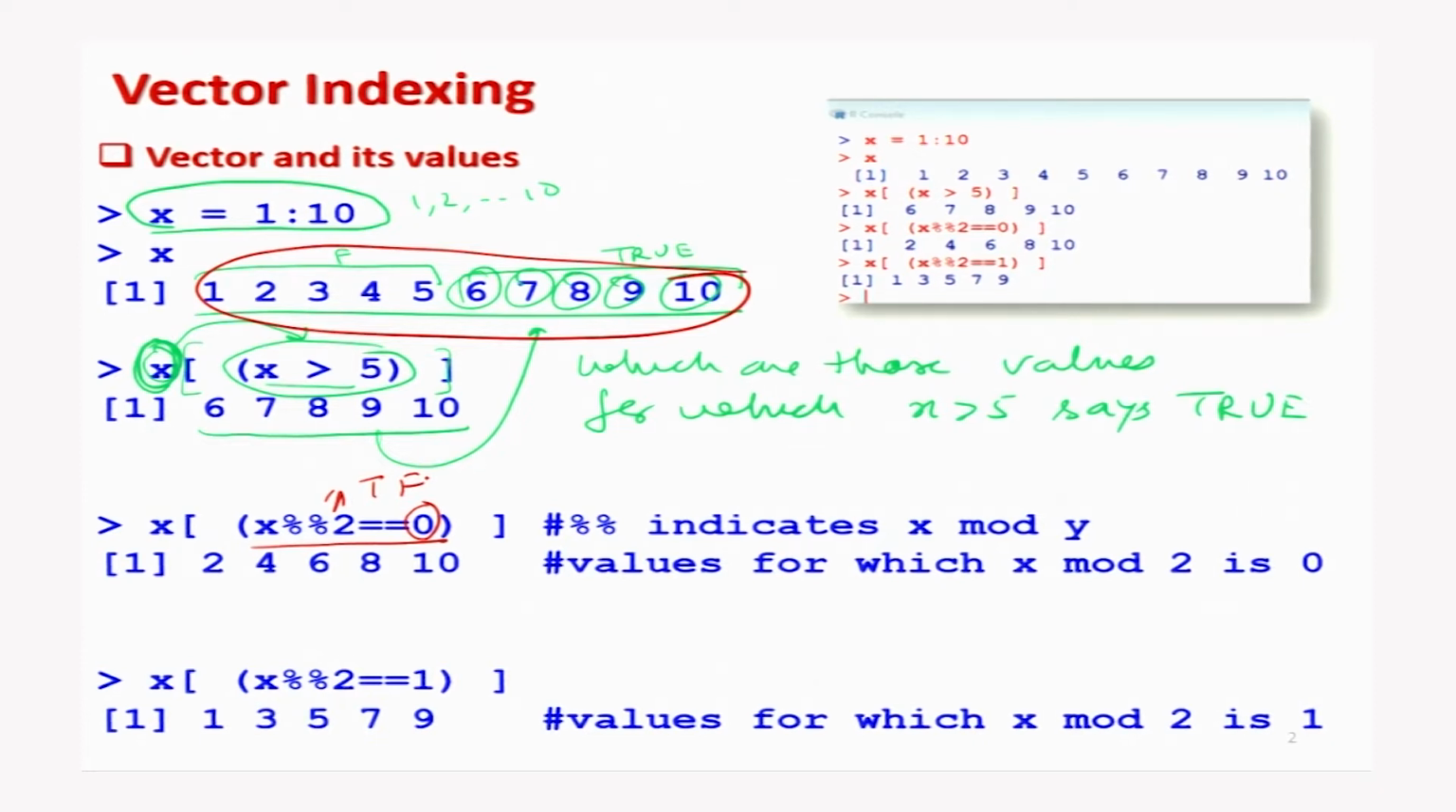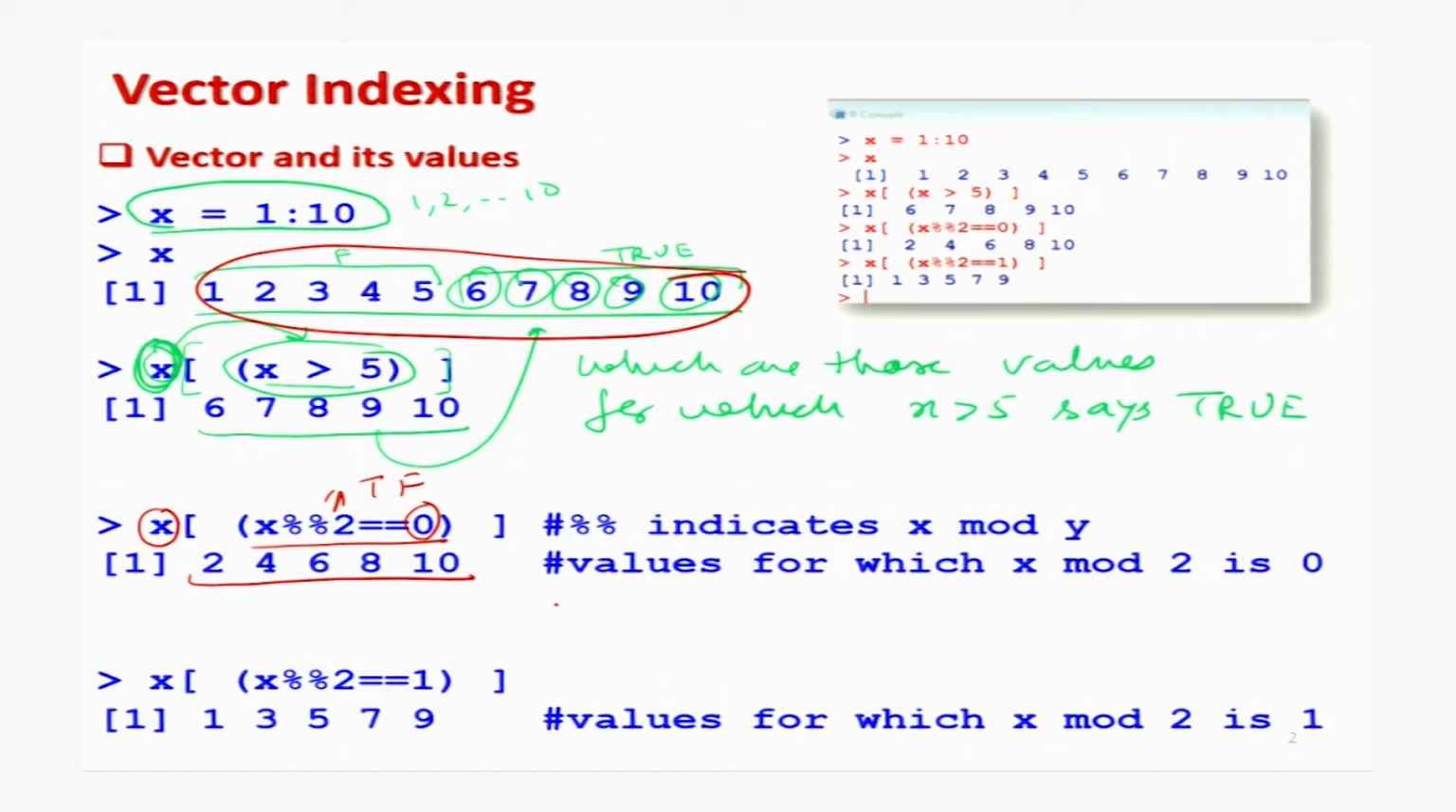Then when you write x and write this logical condition inside the square brackets, this will give you the values in this data vector x for which the modulo division with 2 gives the remainder 0, and this comes out to be 2, 4, 6, 8, 10.